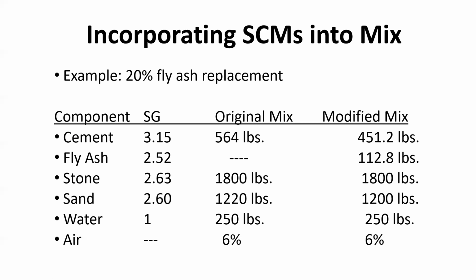We used 20% fly ash, but if we had slag at 50%, you go through the same math, but you're going to have a different specific gravity, and your weight numbers are going to be divided, this number in half. So if you're using 50% slag, you're still going to use your sand as the filler.